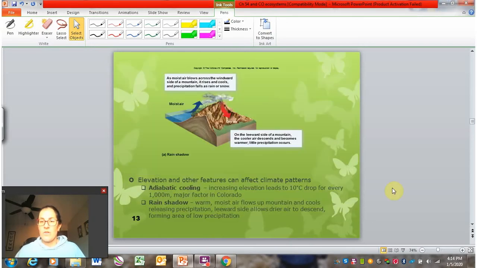So the first of those is elevation. Elevation has a strong impact on climate patterns in two ways. So adiabatic cooling is that increased elevation leads to a drop in temperature. So this affects the temperature, which affects a lot of stuff, as we know. A 10 degrees Celsius drop for every 1,000 meters higher will cause this lower average temperature.